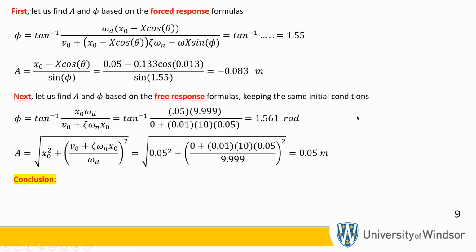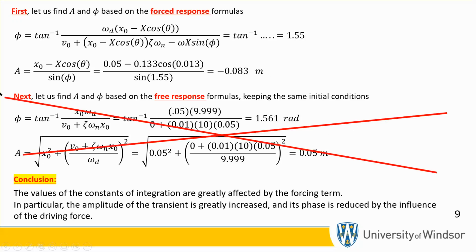And in fact, this is wrong for the present problem. If you have a forced vibration problem under harmonic loading, you cannot use these things from 3 weeks ago, which were for free response. You have to use these expressions. And that's what this is saying. Okay? So the amplitude of the transient is greatly increased.